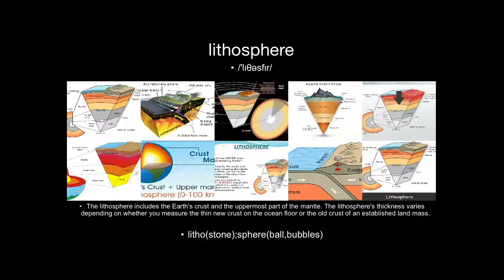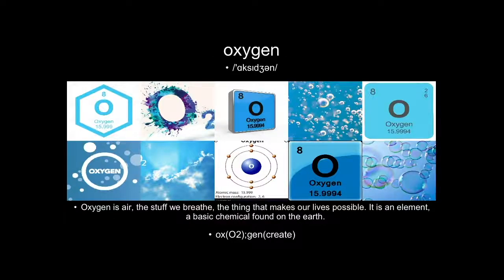Lithosphere. The lithosphere includes the Earth's crust and the uppermost part of the mantle. The lithosphere's thickness varies depending on whether you measure the thin new crust on the ocean floor or the old crust of an established land mass. Oxygen is air, the stuff we breathe, the thing that makes our lives possible. It is an element, a basic chemical found on the Earth.